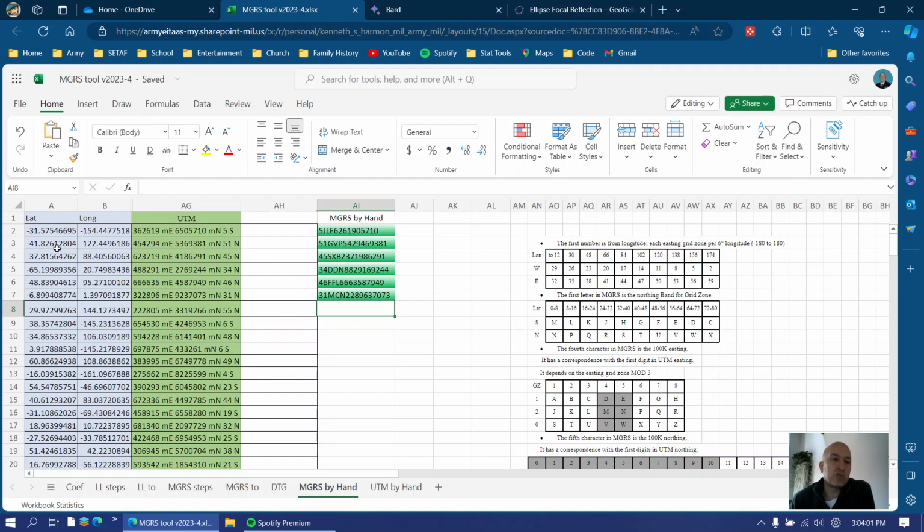I can't go straight from latitude, longitude to MGRS by hand because to get degrees to meters, that's some complicated formulas that we looked at in the last video. But I can do latitude, longitude with UTM into MGRS.